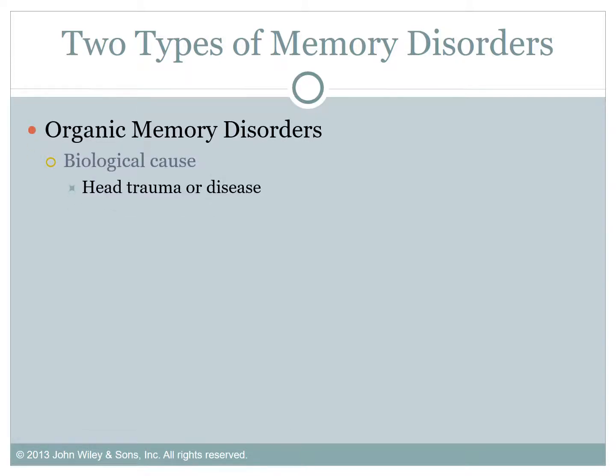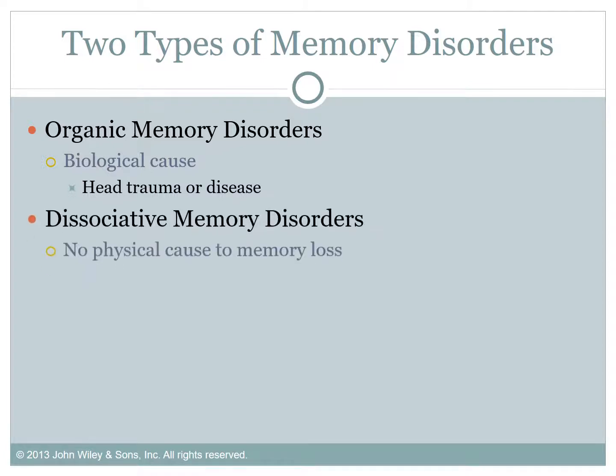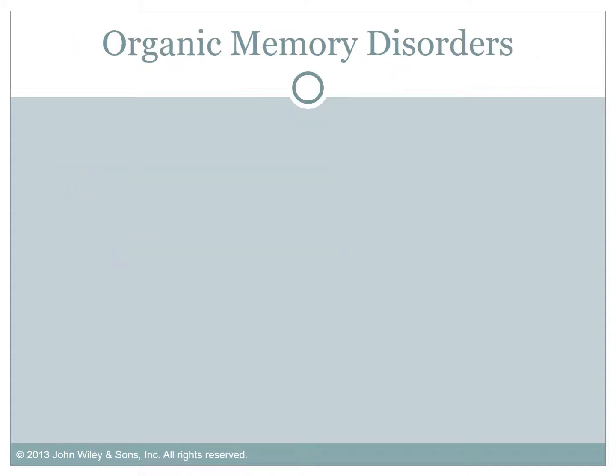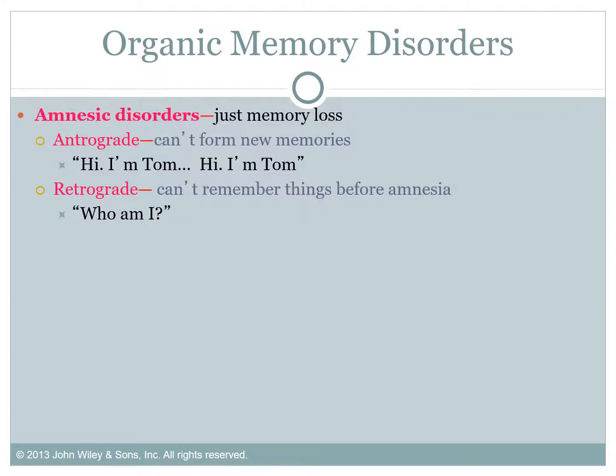There are two broad kinds of memory disorders that we can talk about. Organic memory disorders always have a biological cause. Diseases, head traumas, cancers, all of these are referred to as organic memory disorders. They're caused by a physical problem in the brain that causes you to be unable to retrieve or store information. We also have dissociative memory disorders, where there's no physical cause that results in memory loss. Organic memory disorders are by far more common.